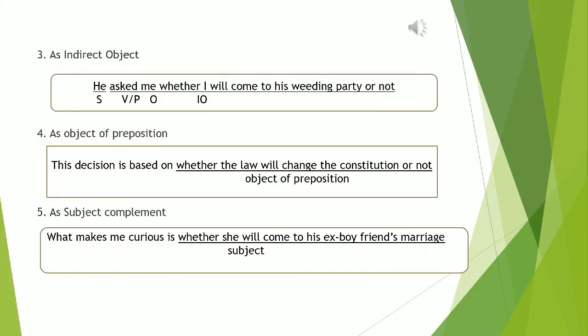The third one is as indirect object. Okay, let's see the following example. He asked me whether I will come to his wedding party or not. Whether I will come to his wedding party or not is indirect object. In this sentence, he is subject, asked is verb or predicate, me is direct object, and whether I will come to his wedding party or not is indirect object.